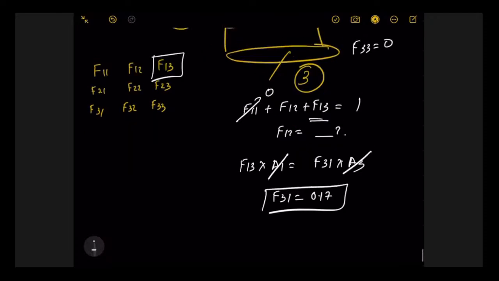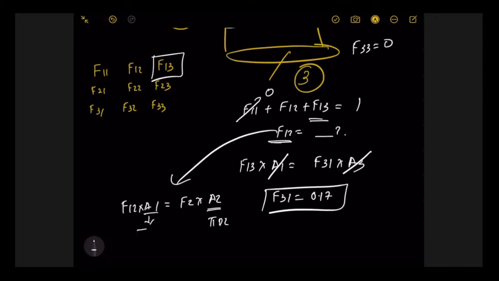Now you have F12, you can apply F12 into area of 1 equals F21 into area of 2. Area of 2 will be pi d l and area of 1 will be pi by 4 into d square, and take d equal to L for this system. So you can easily calculate all these values. Just for practice you can do. So here we complete the radiation topic.